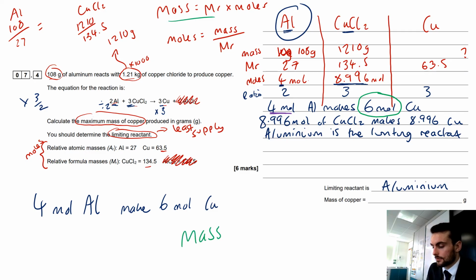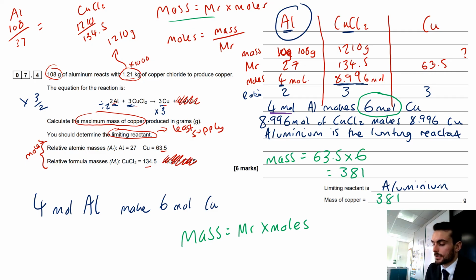So mass equals the moles times Mr. So we just sub in the numbers. The mass of copper is going to be Mr of copper, which is 63.5, times the number of moles that we've got, which is 6, which gives us 381. 381 grams is your answer. There you go.